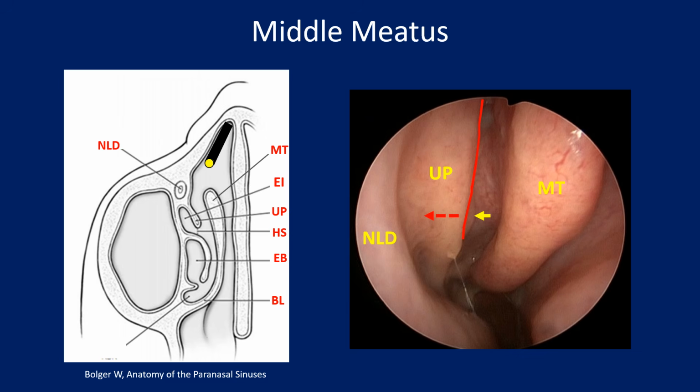The basal lamella is just the oblique portion of the middle turbinate. So if you're ever confused what's bulla, what's basal lamella, just follow the vertical portion all the way back, and you can see that this is continuous with that. All right, so there's your middle meatus and the anatomy that you must know in order to perform a maxillary antrostomy.